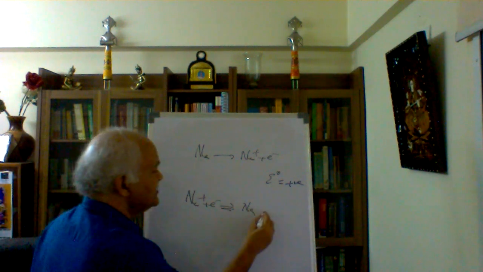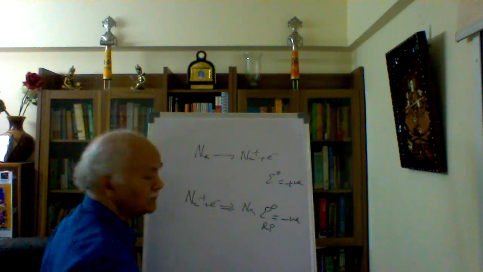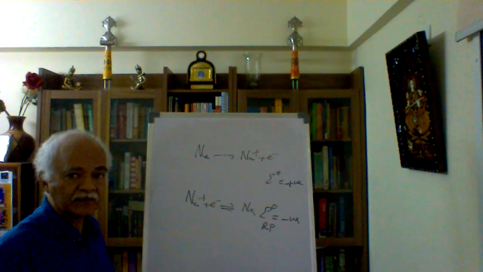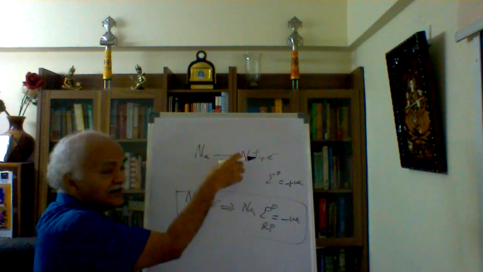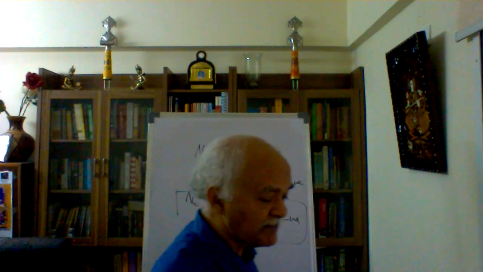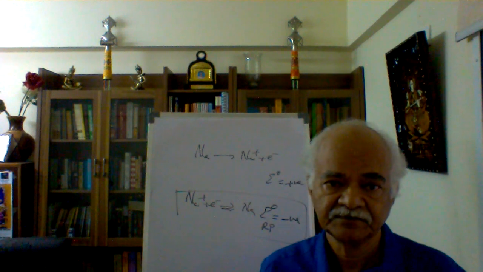In that case, what is the E naught value? That should be negative. RP stands for reduction potential. Therefore, if I am writing like this, I have converted a reality to my convention. What is the convention? It is where we are representing all half reactions as reduction processes.